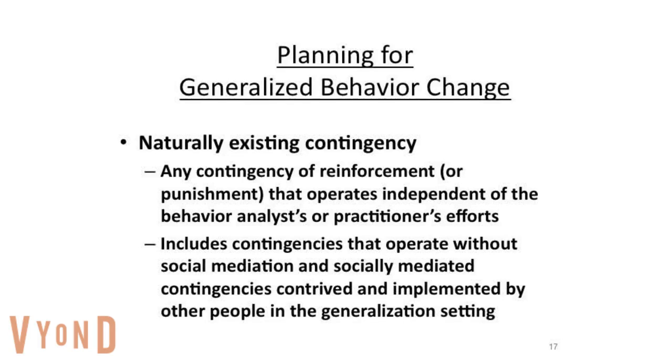As I mentioned before, a naturally existing contingency is any contingency of reinforcement or possibly punishment that's independent of the behavior analyst or practitioner's effort. That means it's not socially mediated. An example in the textbook is when somebody slips and falls on ice. That's not socially mediated. They've learned that next time maybe I shouldn't walk on the ice, or I need to be more careful, based on that quote unquote punishment.